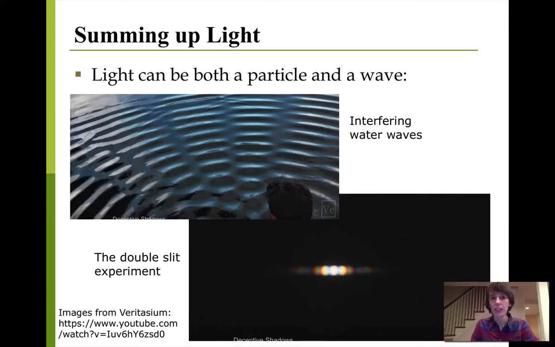This video starts the second half of Chapter 7 for Chem 103, starting with Section 4. And I've asked you to watch a different video before this one, and that's a video from Veritasium that showed in a really nice way how light can be considered both a particle and a wave. And we've learned a fair amount about light at this point.